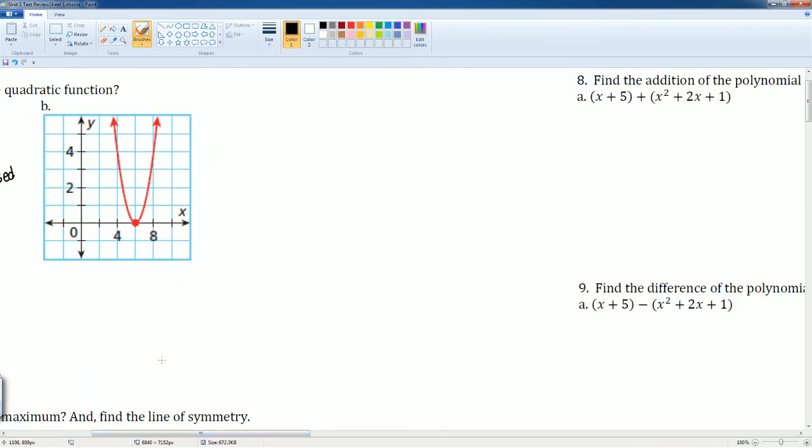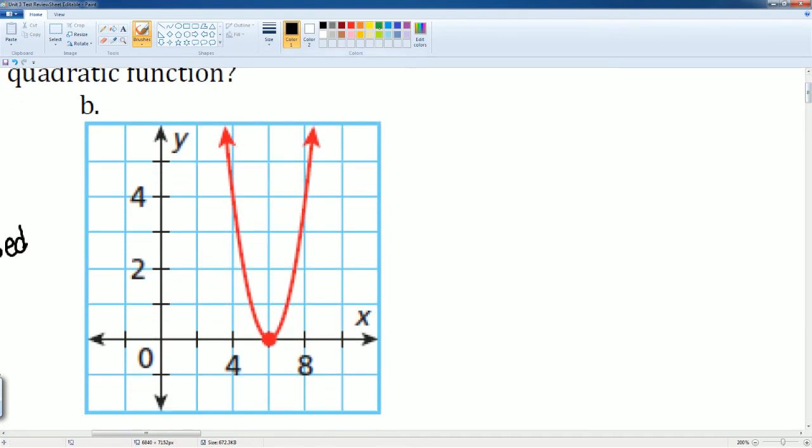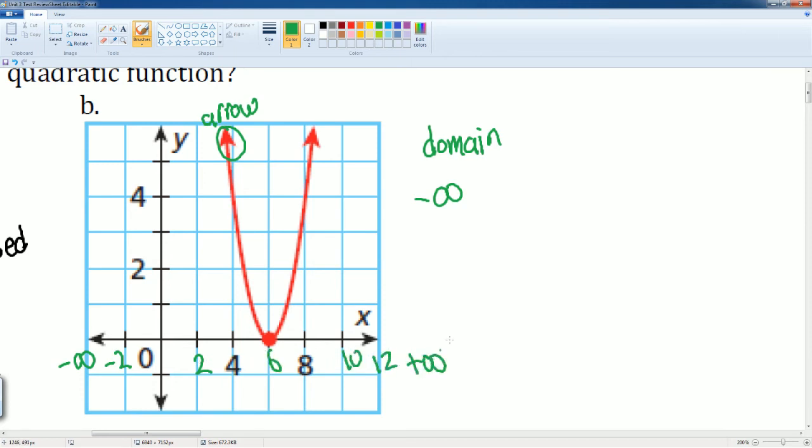Same process here. We are going to look at the domain. Then we're going to look at the range. The domain is going to be your x values that you look left to right. If I look left, it goes to 2, 0, -2, all the way to -infinity. Why? Because there is an arrow here. So it goes from -infinity. If you go to the right, it goes to 2, 4, 6, 8, 10, 12, all the way to positive infinity. So it's -infinity all the way to positive infinity, and it is open on both ends.